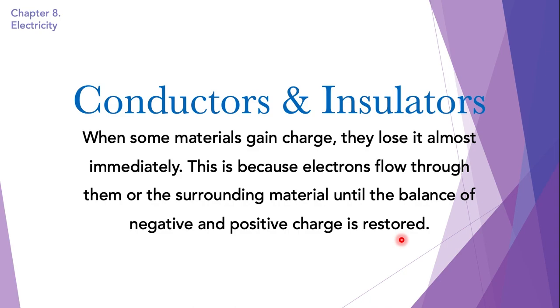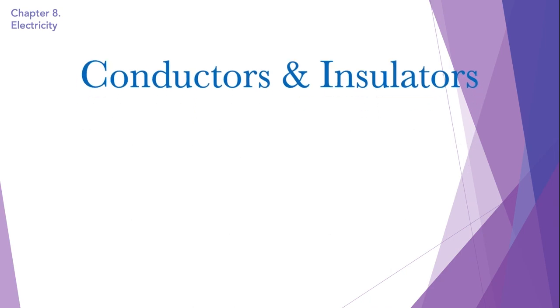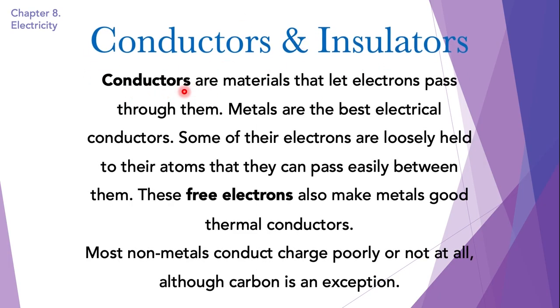For example, conductors are materials that let electrons pass through them, whereas insulators are materials that hardly conduct at all, and semiconductors are in-between materials. So we're going to look at these conductors, insulators, and semiconductors right now, starting with conductors. Conductors are materials that let electrons pass through them, and metals are the best electrical conductors. This is because some of their electrons are so loosely held to their atoms that they can pass easily between them. So these are free electrons, and these free electrons also make metals good thermal conductors.